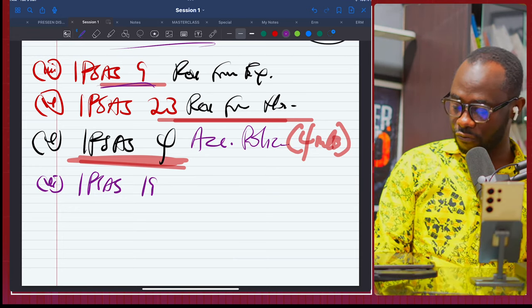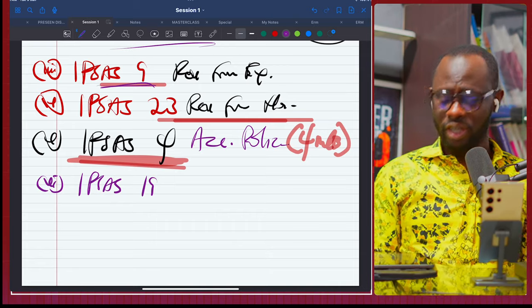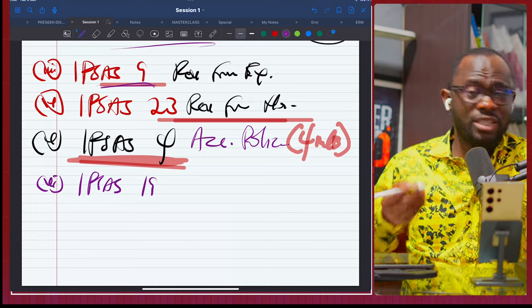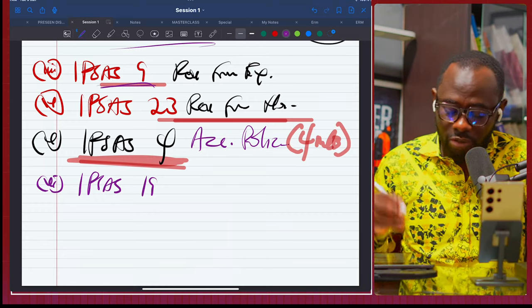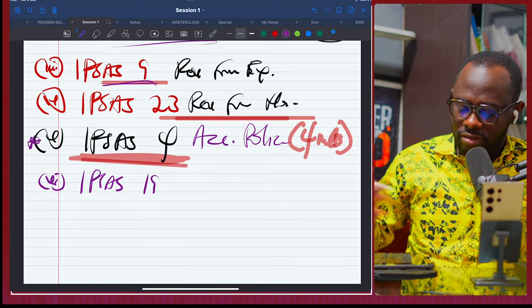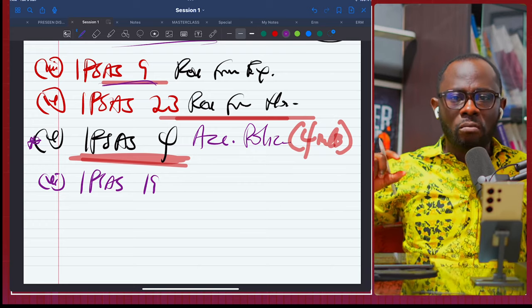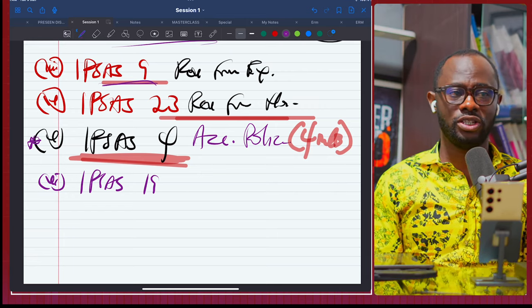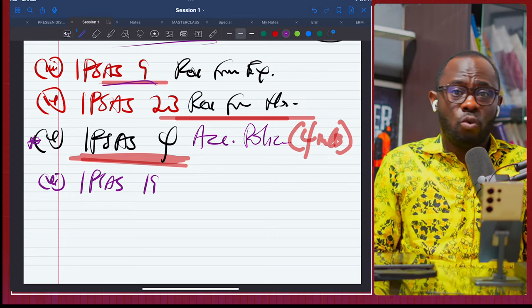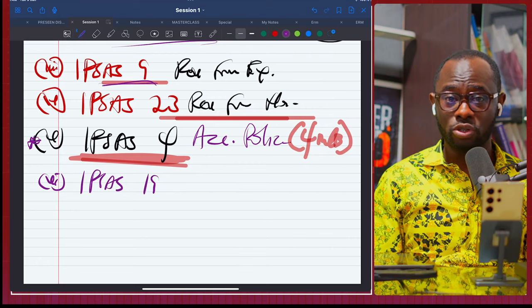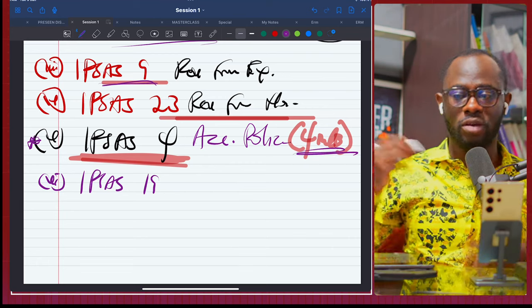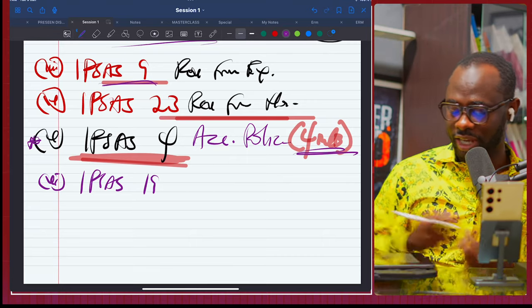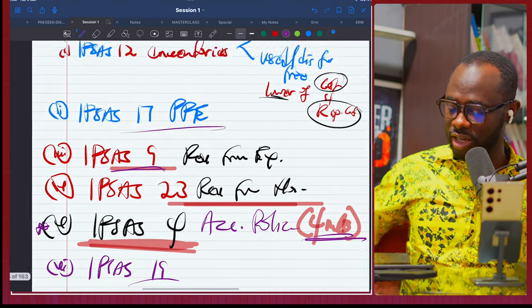Then IPSAS 4, accounting policies. What the examiner does for the most part, he has done that about three or four times, is bring IPSAS 4 as a 4-mark question in relation to accounting policies, changes in accounting estimates and errors. So what should the entity disclose in the notes to the financial statements? That is usually a 4-mark question that the examiner could throw at you in the exam hall. Then IPSAS 19, impairment and other issues.